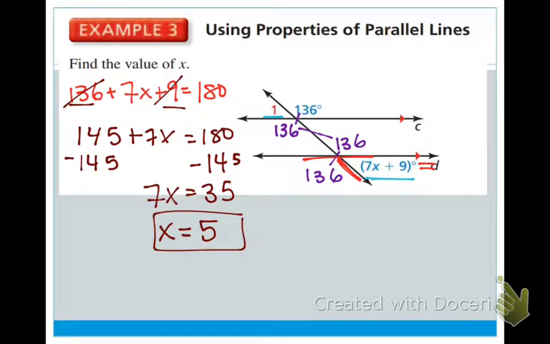Did anybody do it the other way? Okay, what did you get 7x plus 9 to equal? 44, yes. Reason being, 180 minus 136, sorry, that's a 6 on my picture, is 44. You got the same answer, yes? 5? Okay, I'm content with either way. Questions, comments, concerns?